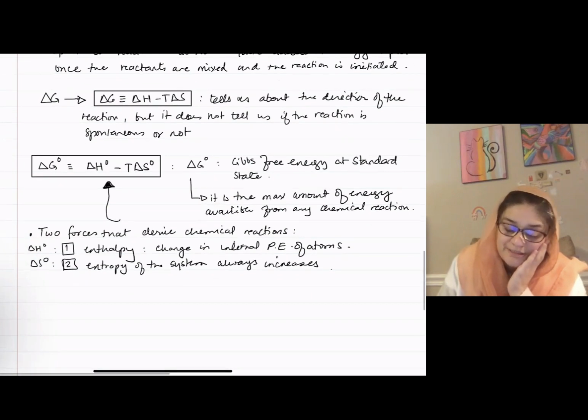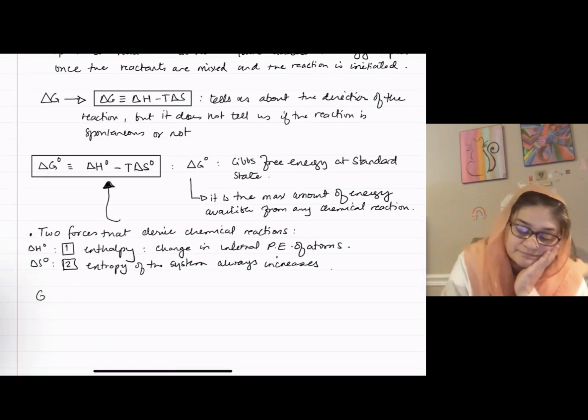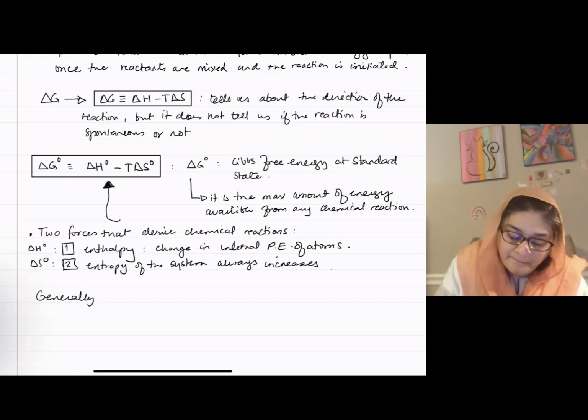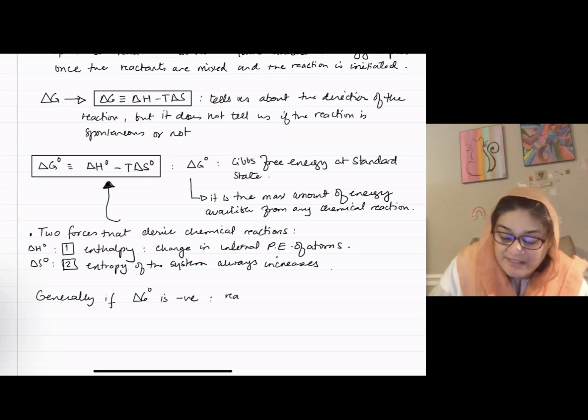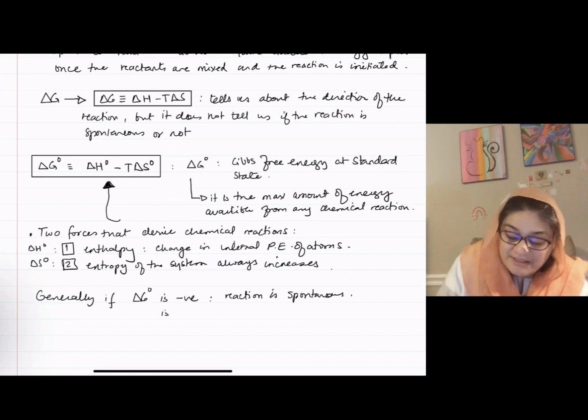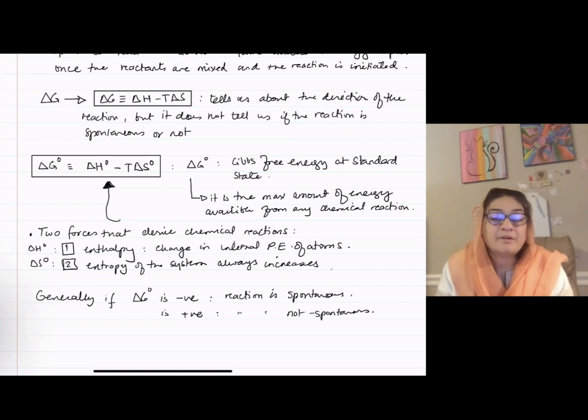Okay, generally, if delta G0 is negative, the reaction is spontaneous. If delta G0 is positive, the reaction is not spontaneous. It gets a little bit more complicated than just this simple picture.